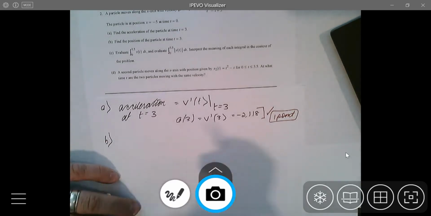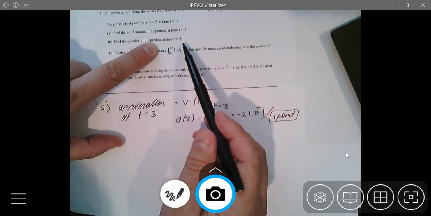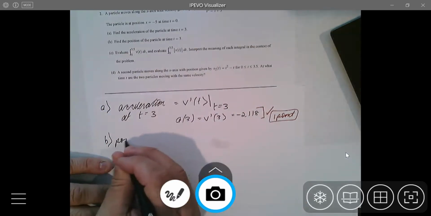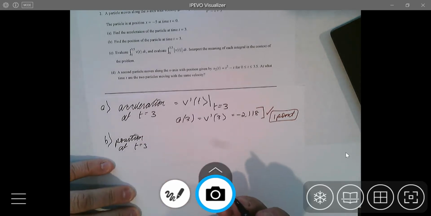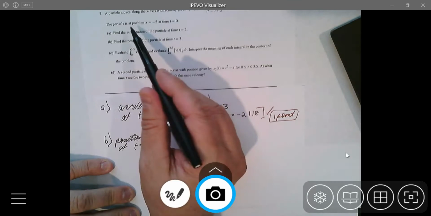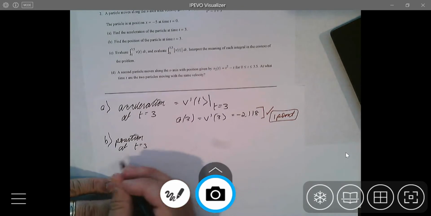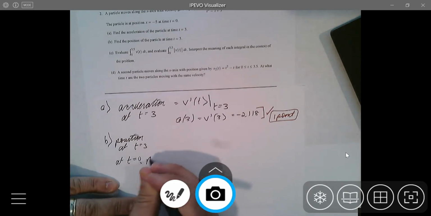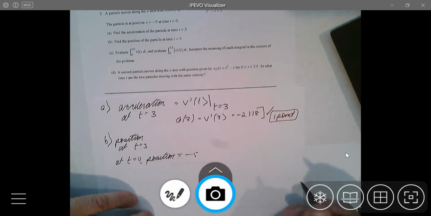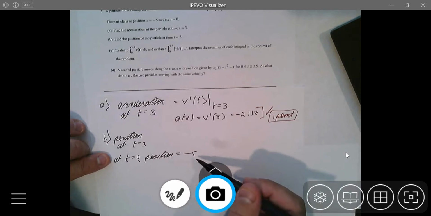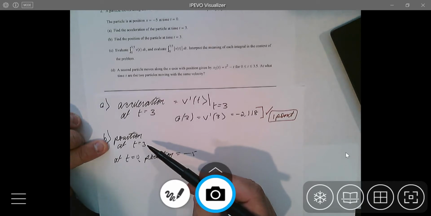Let's move on to part B. In part B, find the position of the particle at time t equals 3. I want the position at t equals 3. Earlier in the problem, they told us that the position is x equals -5 at time t equals 0. So at t equals 0, position is -5. So I know the position at one time. I need to know the position at another time.